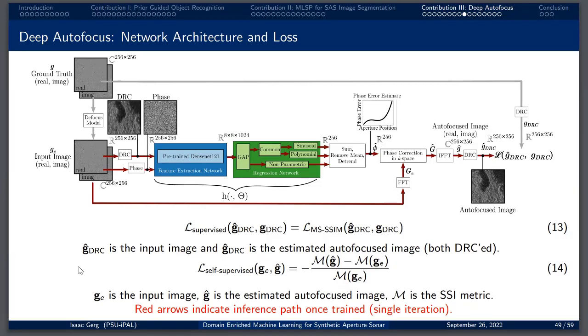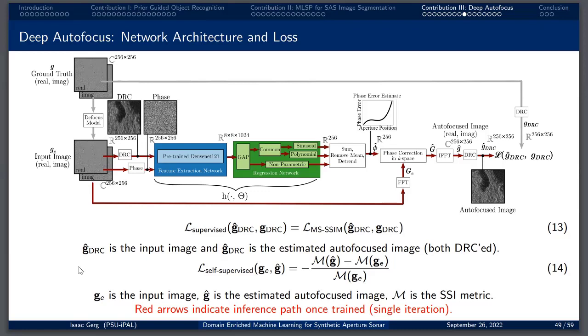We're going to remove the mean of that resulting phase error and detrend it, because those things just simply translate the image around or shift the phase, but they don't actually change the image content. So that leaves us with our estimated phase error. We're then going to take this input image, FFT that, again differentiable, and then apply this correction in k-space, inverse FFT, dynamic range compress, and hopefully end up back at our autofocused image.